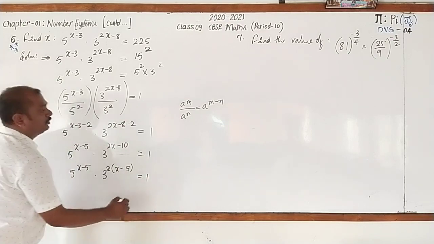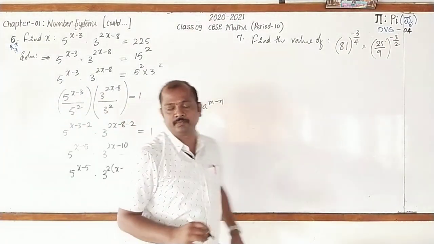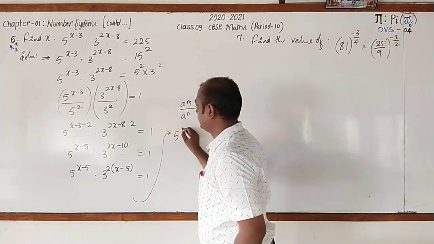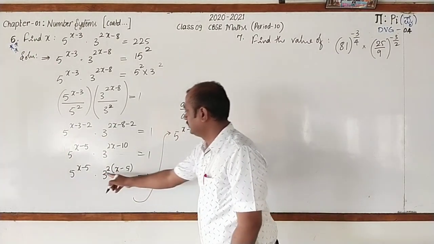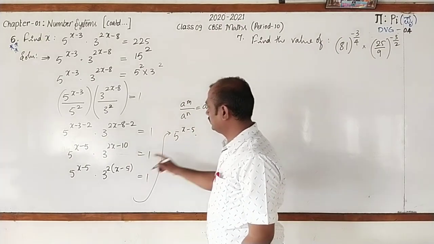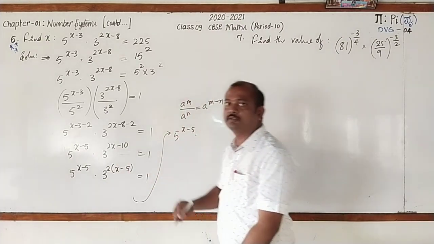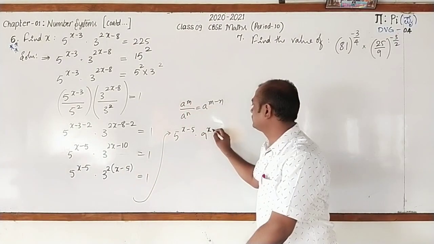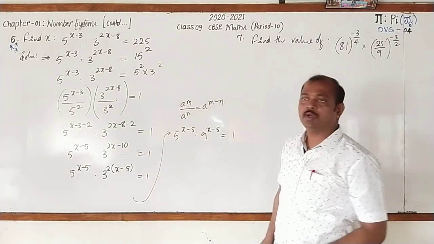It is equal to 1. Here only I am going to complete it. This is equal to 5 raised to the power x minus 5 into 3 square is there. How do you write 3 square? It is 9 whole raised to the power x minus 5. This is equal to 1.